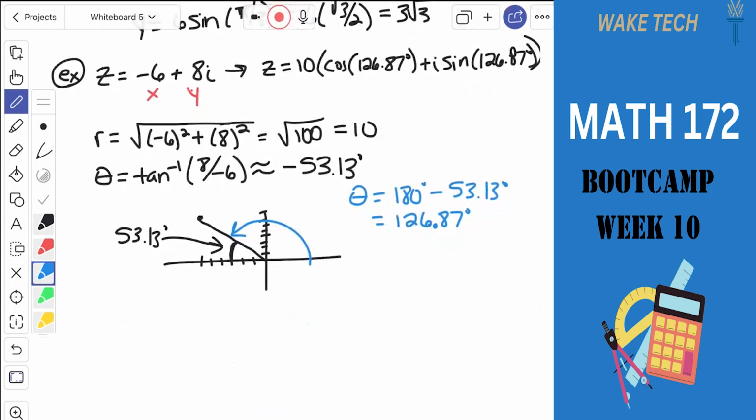Other questions about any of those things? Because our next task, we're going to switch gears and talk about the second topic for the week, which is parametric equations. Okay, so parametric equations, what they are.